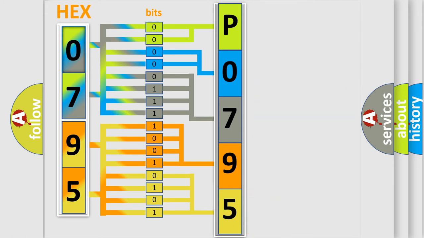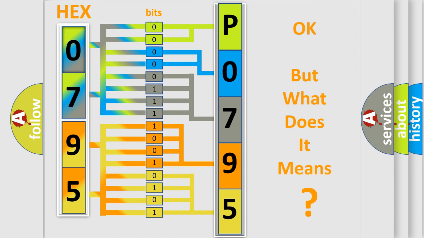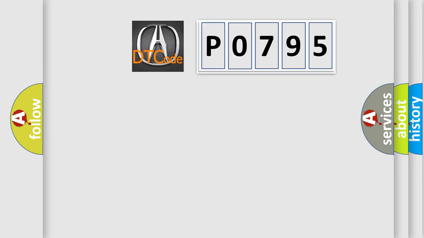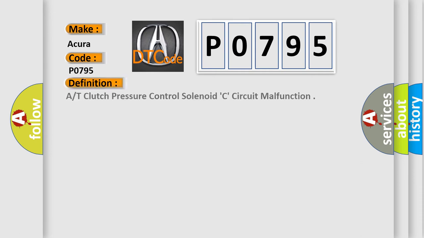We now know in what way the diagnostic tool translates the received information into a more comprehensible format. The number itself does not make sense to us if we cannot assign information to what it actually expresses. So, what does the diagnostic trouble code P0795 specifically mean for Acura vehicles? The basic definition is: clutch pressure control solenoid C circuit malfunction.